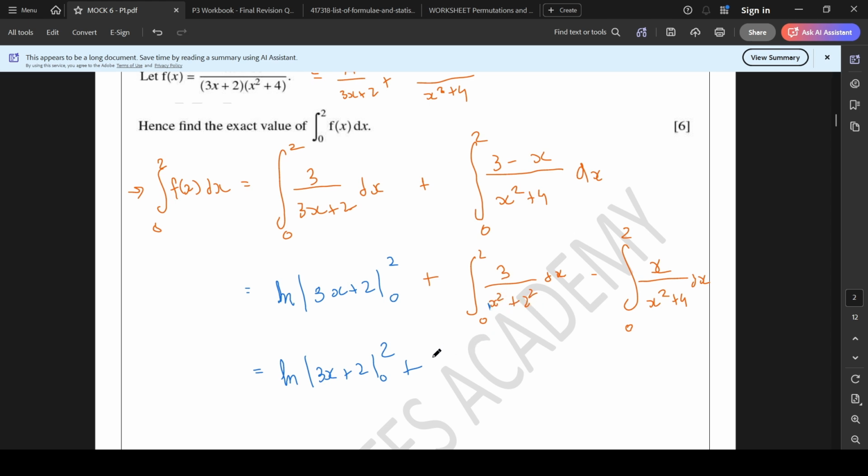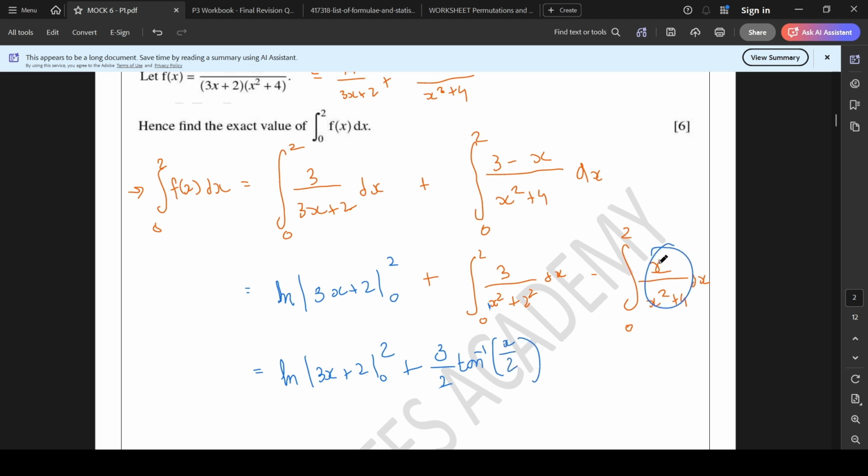The value of b is 1, a is 2. The answer will be, 3 is a common factor that I can take out. So 3 over a times b, that is 2, times tan inverse of bx over a. b was 1, a was 2.